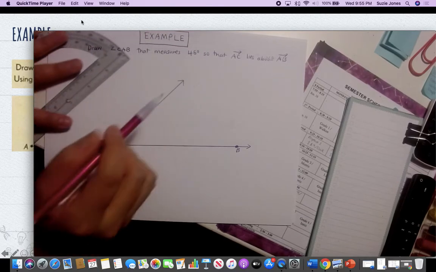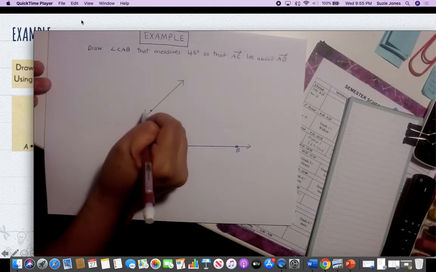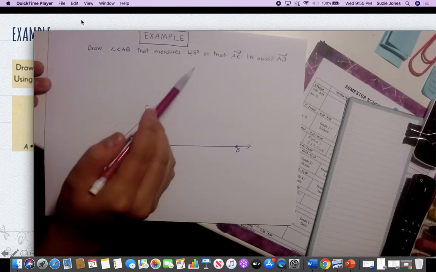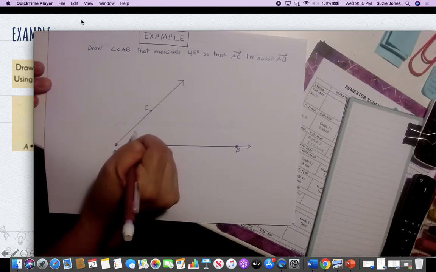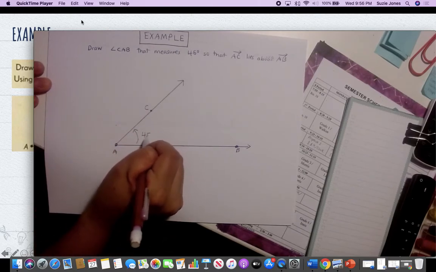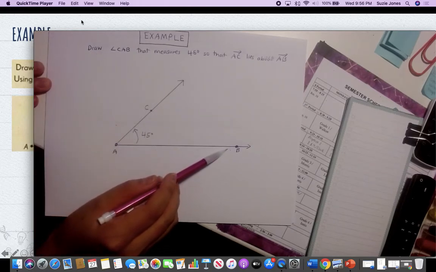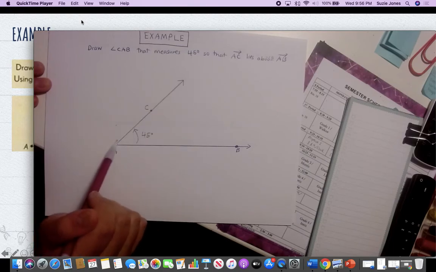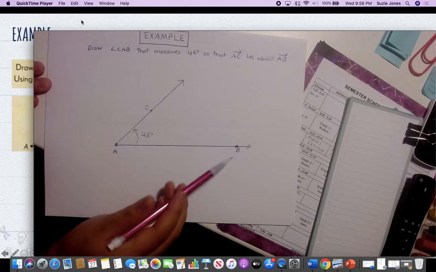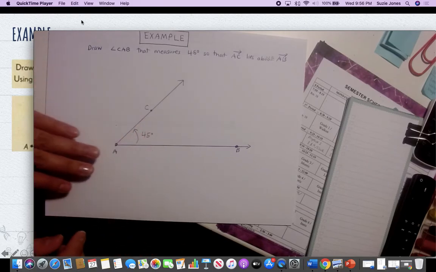Okay. And this ray is going to be called ray AC. So I'm going to write a C here at the point. So now, does my angle meet the conditions of the directions? Let's see. I have angle CAB, okay, that works, and I measured that it was 45 degrees, check, and ray AC lies above ray AB. Nice, so that works. This is my thumbs up to you.